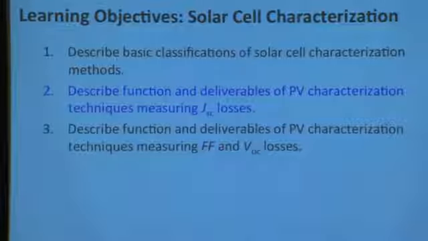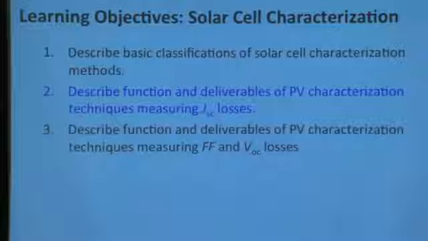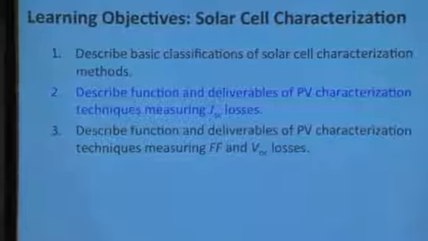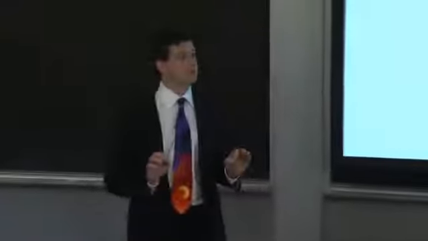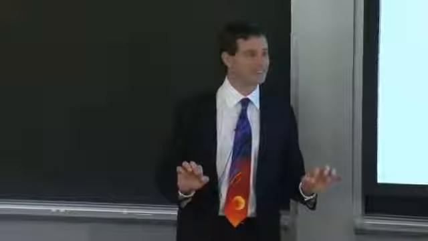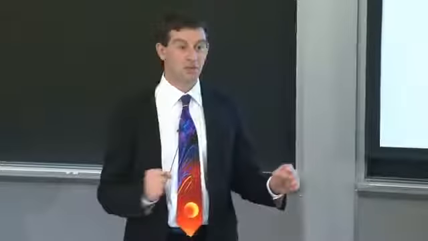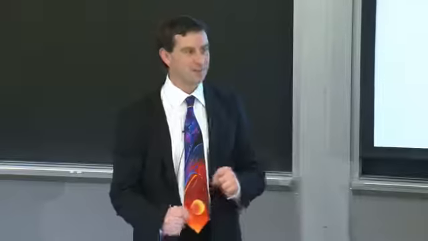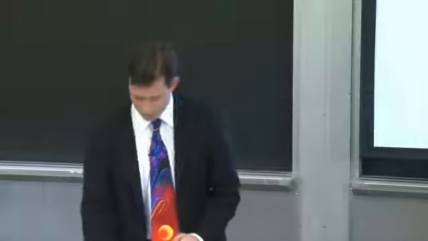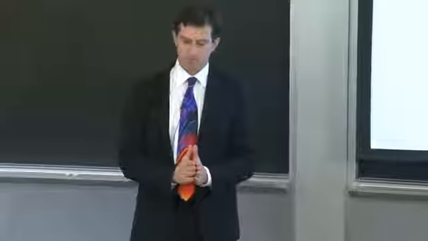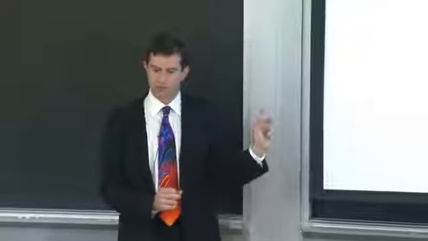So let's go ahead and dive into that. We are going to first start with techniques to measure JSC, or short circuit current losses. And some of these slides are going to be repeats. And the reason they're repeats is because the first time you saw it, you sort of kind of got it. You went into the lab, made your devices, tested them, and now all of a sudden you have a much stronger background with which to understand. We're going to start by discussing the optical components, just very briefly.